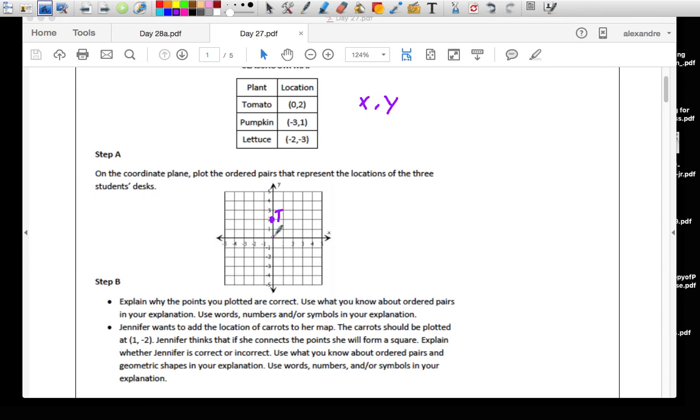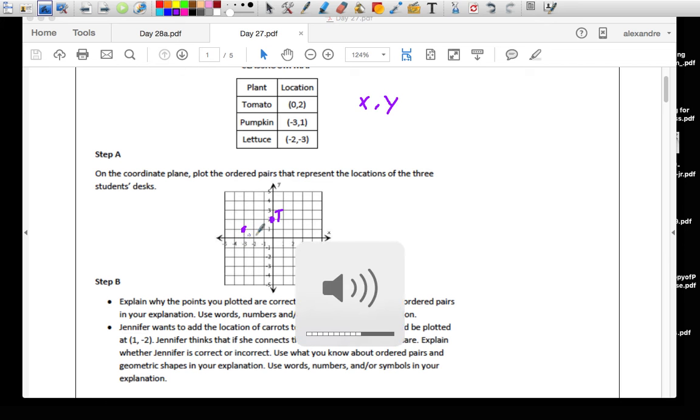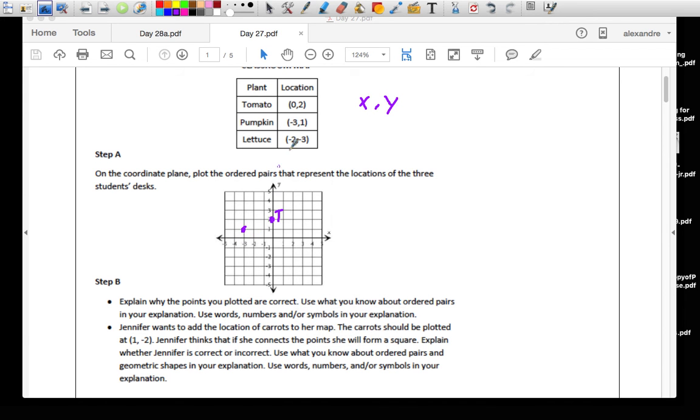Pumpkin, (-3, 1): you go 3 to the left and 1 up, and here are your pumpkins. And lettuce, (-2, -3): you go back 2, and 3 down. So here is your lettuce, and this is pumpkin.